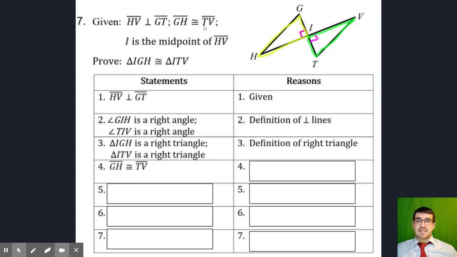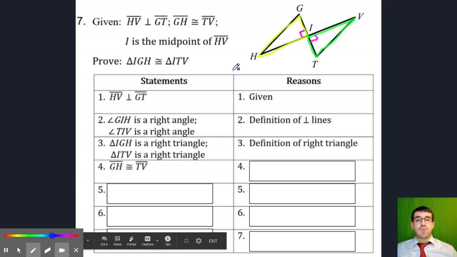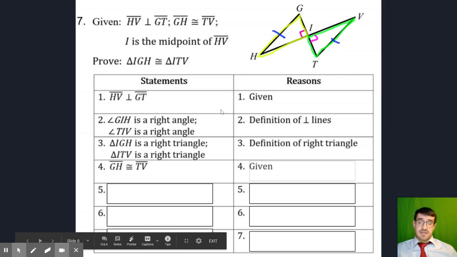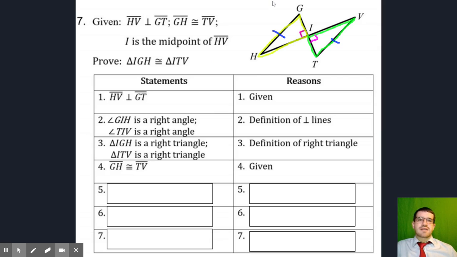Now we're going to go to the second statement: segment GH congruent to segment TV. Make sure you mark your diagram. The reason for that is given. Nice easy one. We figured we'd give that to you. But that's important, because now the hypotenuse of triangle IGH and the hypotenuse of triangle ITV are congruent to one another. Meaning now, by hypotenuse leg, we just need to show one of the legs are congruent to the other.